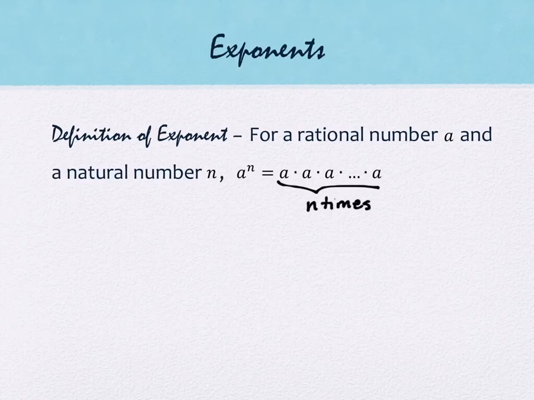Right, so what is 4 squared? It's 4 times 4. What is 4 cubed? It's 4 times 4 times 4.